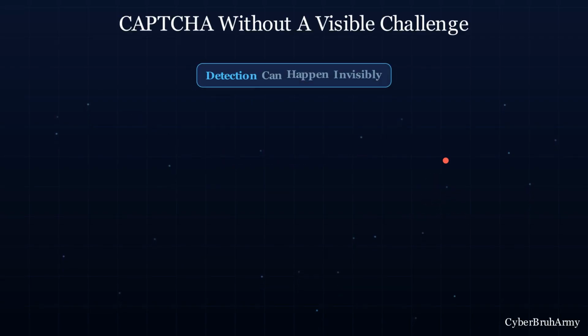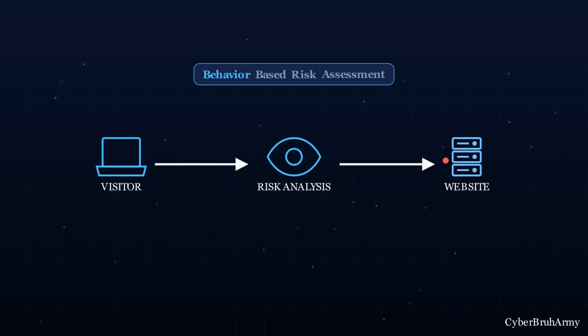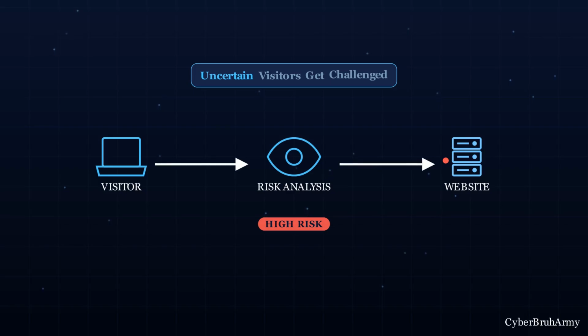Modern ReCAPTCHA can sometimes evaluate a visitor without requiring any visible challenge at all. The system can examine a broader picture of the visitor's behavior and interaction history and decide whether the visitor appears to be a bot. If the system cannot confidently determine that the visitor is legitimate, it may present an additional challenge such as image recognition.